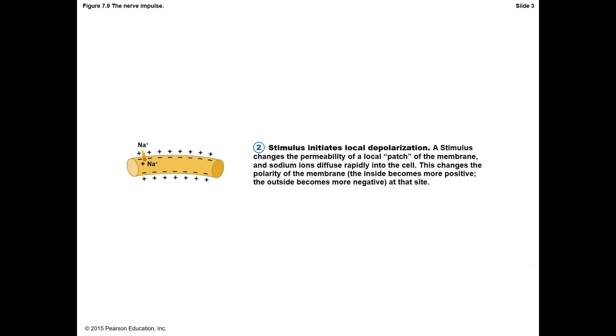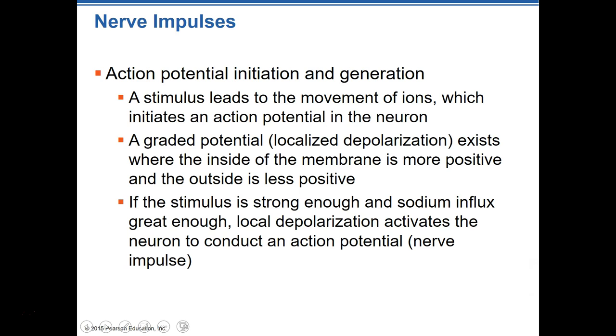So right here it's showing the sodium, where a stimulus takes place right here and allows sodium to rush in. All of a sudden, this part of this neuron starts to become more positive. The inside of this becomes more positive than even the outside, because so much sodium rushes in and not much potassium is rushing out yet. It's going to, but it's working on it. So it changes the polarity right where that's at. So in order for this to happen, it needs to happen with a strong enough impulse.